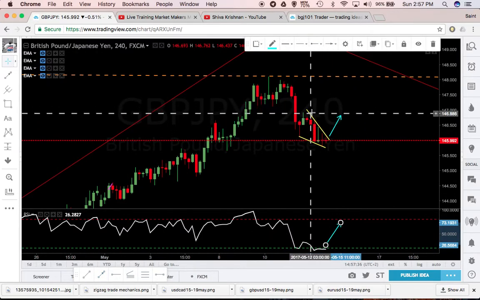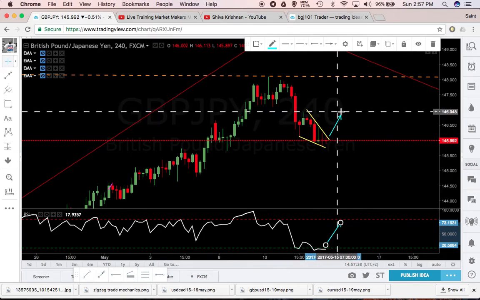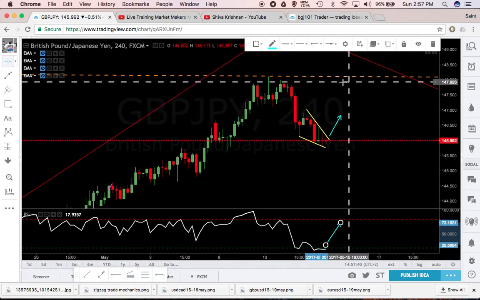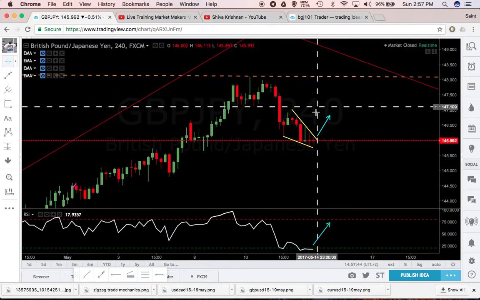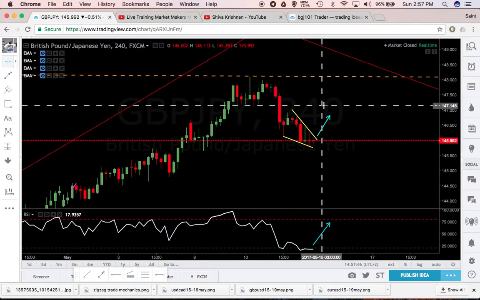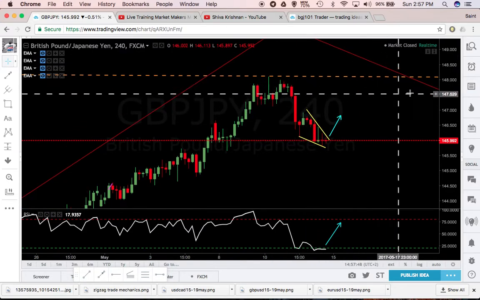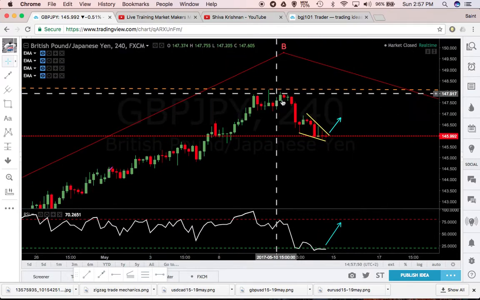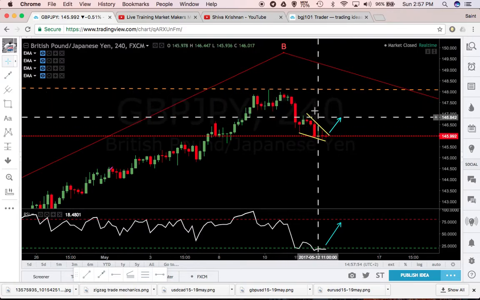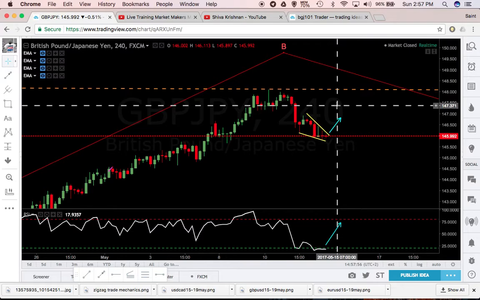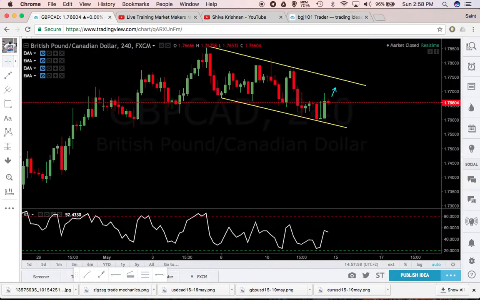And where it stops, look for targets at the top here, or this high that was created last week. We are still looking for a move up, even though the pair overall is still setting up. It's made a bearish move, but overall we're still looking bullish for all the yen pairs.